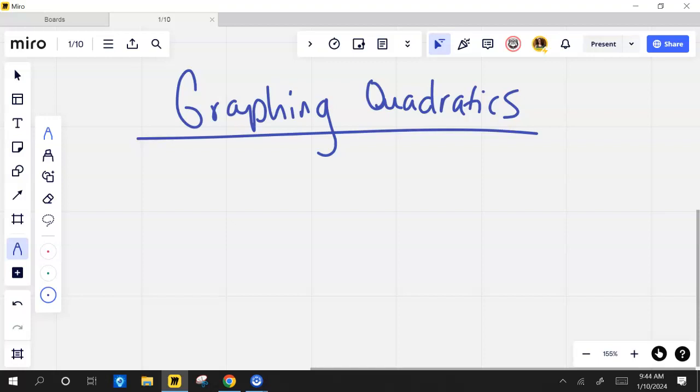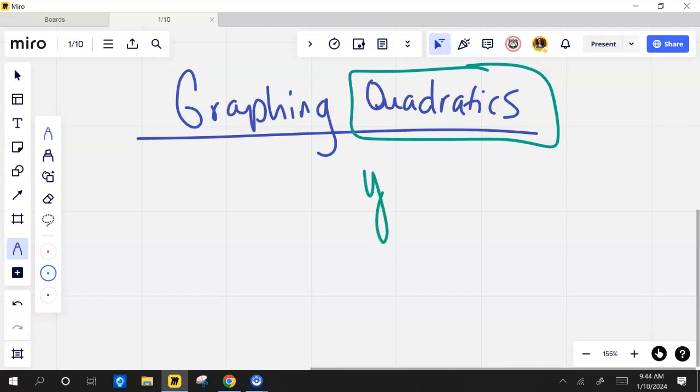Before we graph quadratics, you should tell me what a quadratic is. What does this mean? Okay, it's got a squared in it. You're exactly right. It's got a power of 2 on the x. So a general form of quadratics looks something like this.